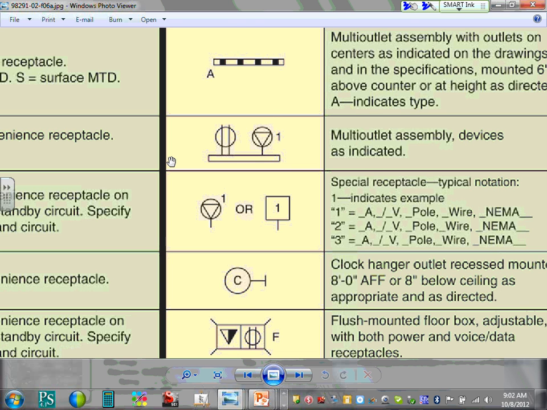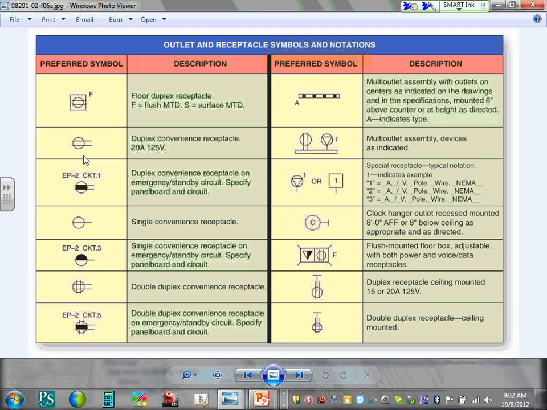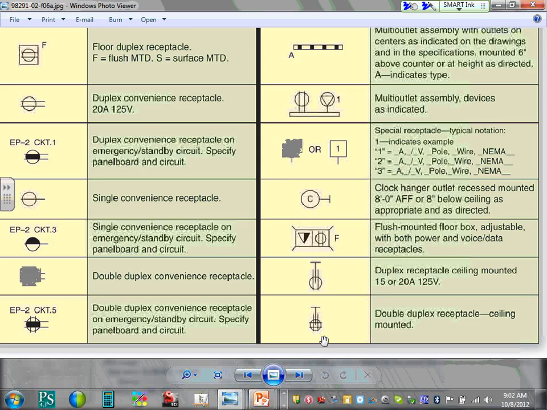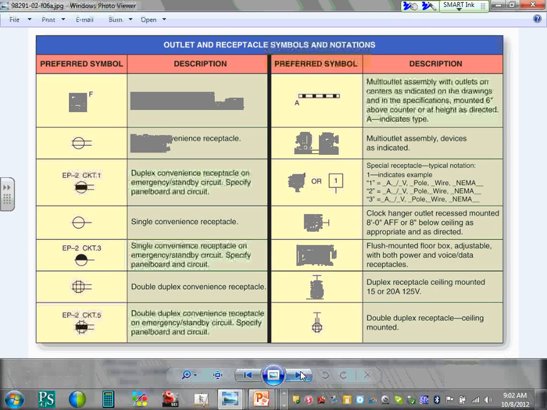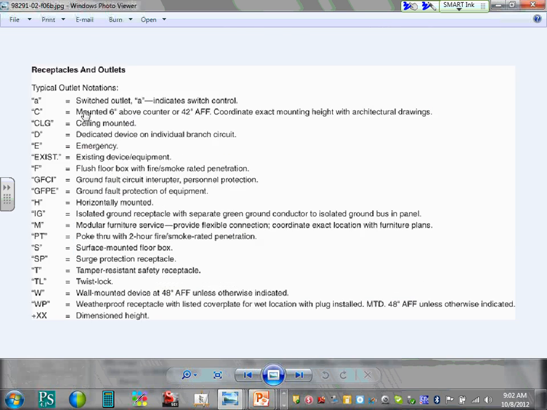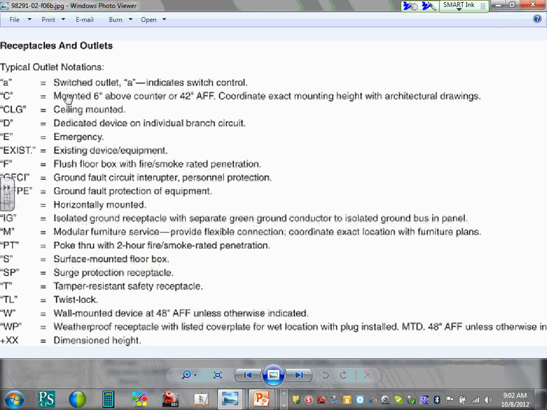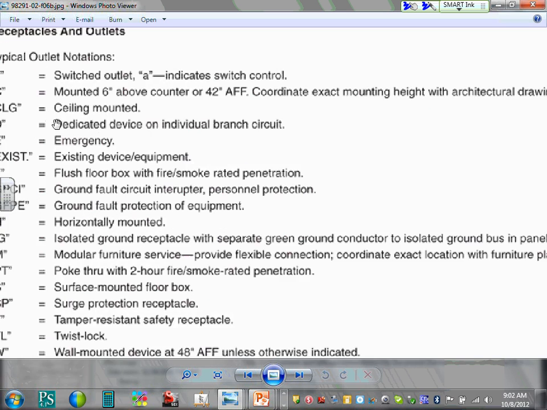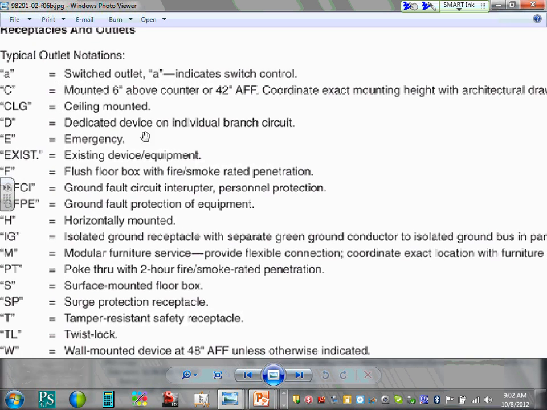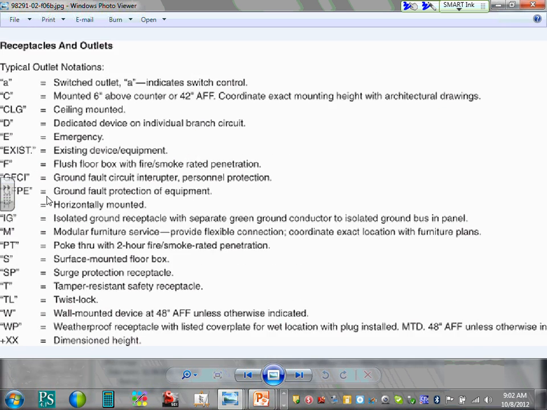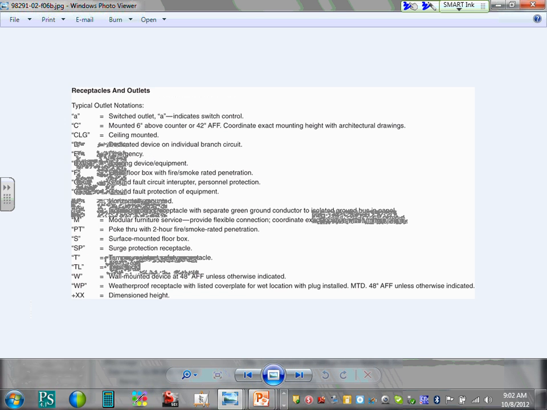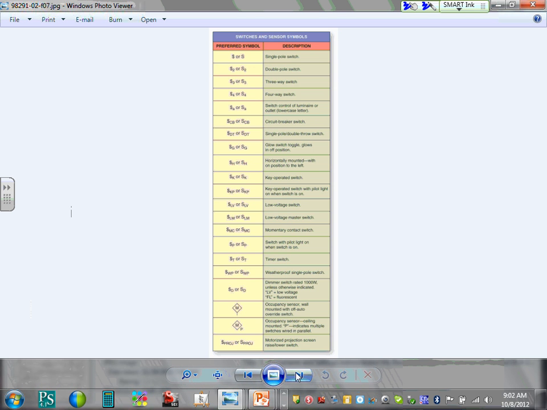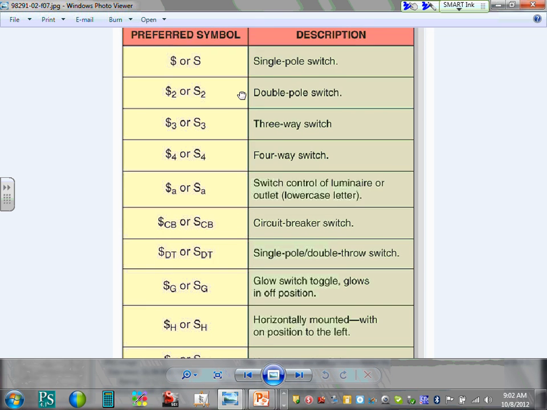Can I have thumbs up, Chad? As long as we define it, for the most part, you can use any symbol. Okay, so these are a few symbols that I wanted to indicate. A typical outlet notation, a switched outlet, A indicates switch control. So as you read through the blueprints, if you get stuck with any one of these, you have to refer to this list of abbreviations. Cool? List of abbreviations.